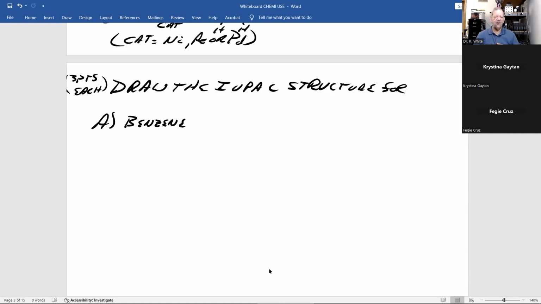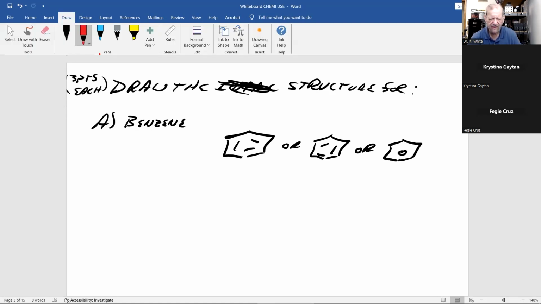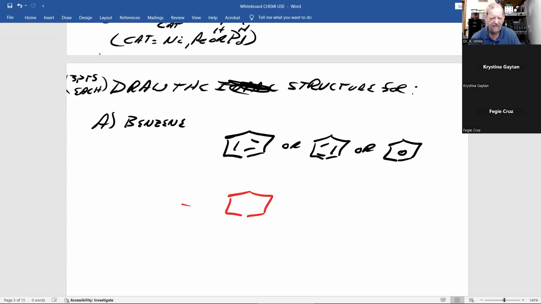And if I were to ask you to draw the structure and I give you the IUPAC name, benzene, well, that's this, or this one, or this way. If you were to draw the following, this is wrong. Why? Because this is cyclohexane.